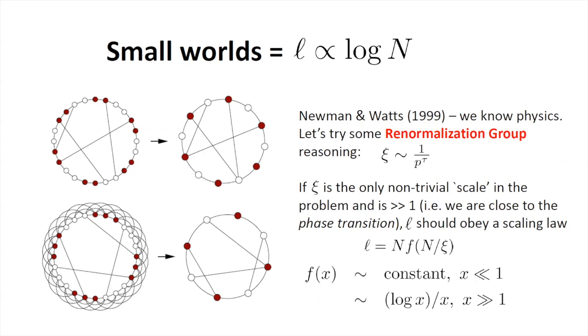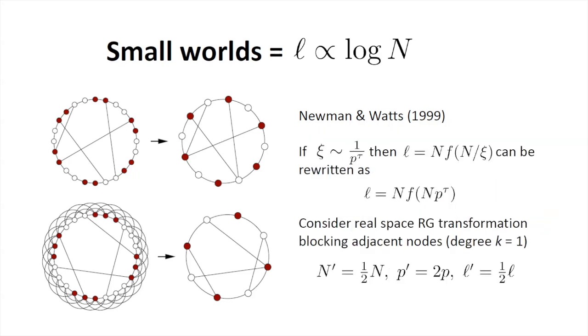And you know then that if I try to look at what the average length would be between any two nodes, it has to go like this function, where n is the number of nodes, where this function goes to a constant where this number is tiny, which is just the lattice behavior, and it has to go like log x divided by x, such that I can basically recover the fact that it looks like log n once this probability becomes bigger. So this is just sort of putting together our intuition into an equation.